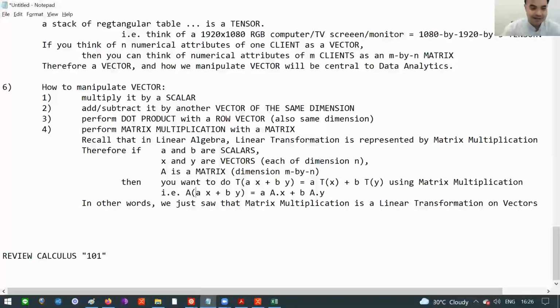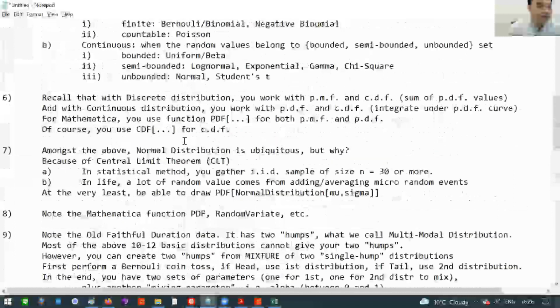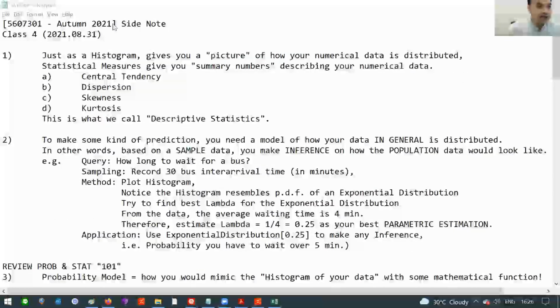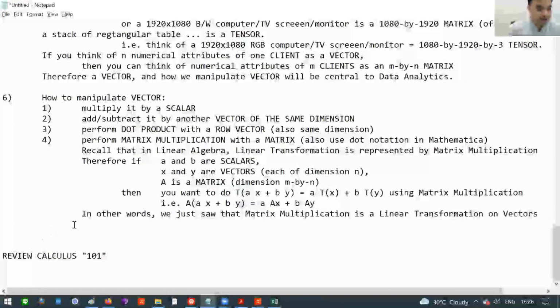So let me write that now. Technically, we also use dot notation. Okay, so that's that. Now, what we have to do is next class, class 5. Start here.